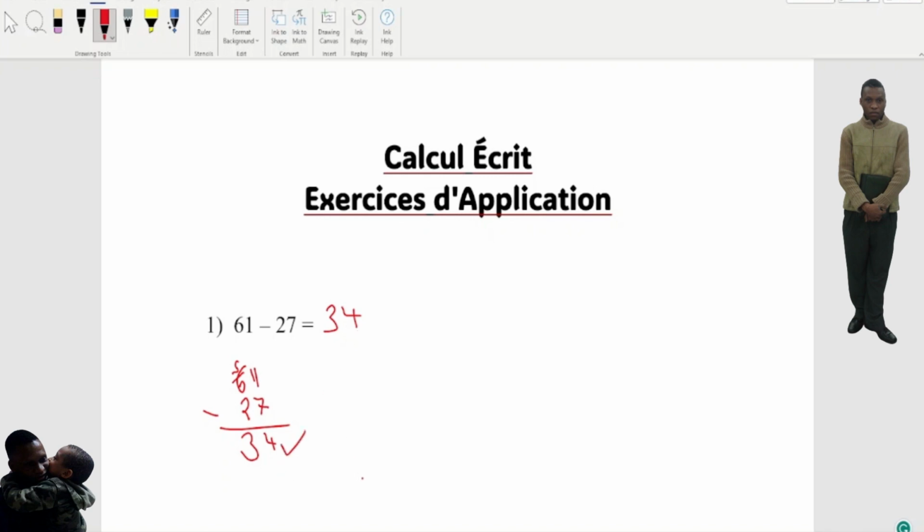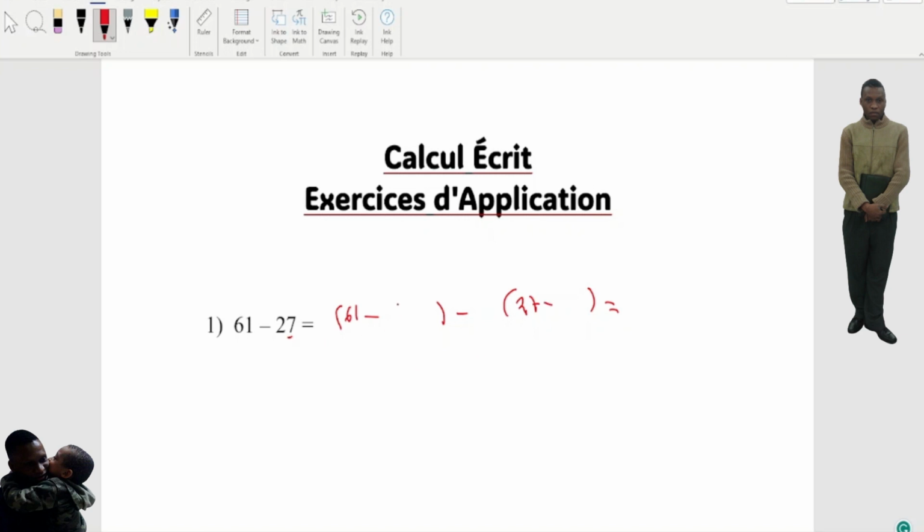Now, there's another way we can do this, okay? So I'm going to show you guys another way of doing it, just to show your professor you understand, okay? So what we're going to do here, we're going to put the bracket. We put here minus, and equal, okay? Now, we're going to write 61 inside here, minus, and we're going to write 27, minus.